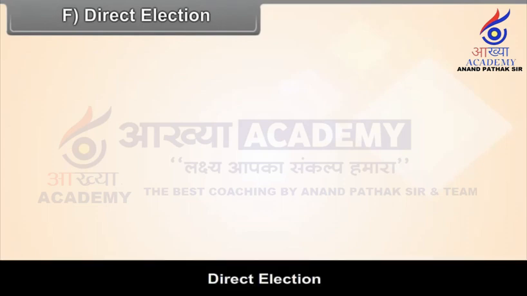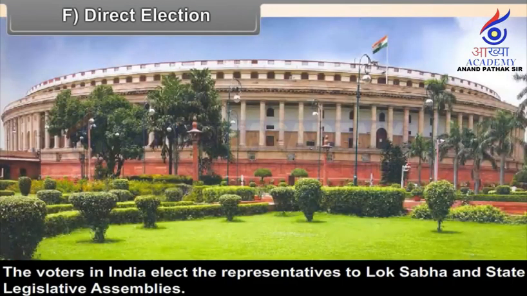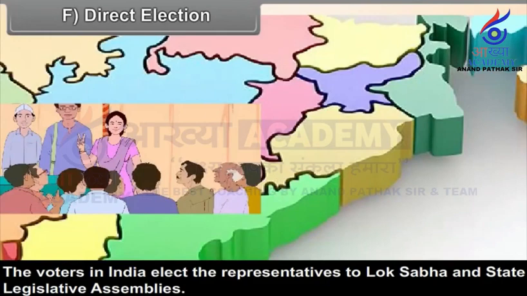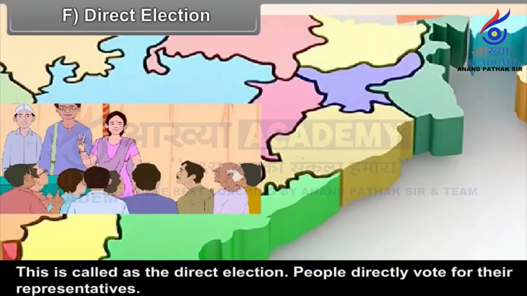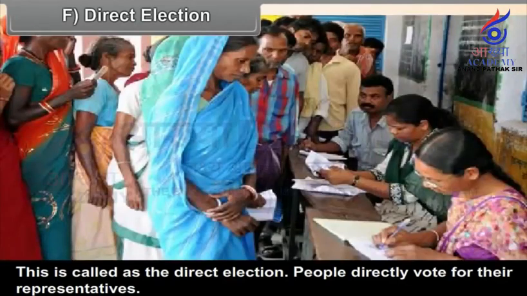F. Direct election. Option, direct election. The voters in India elect the representatives to Lok Sabha and state legislative assemblies. This is called as direct election. People directly vote for their representatives.